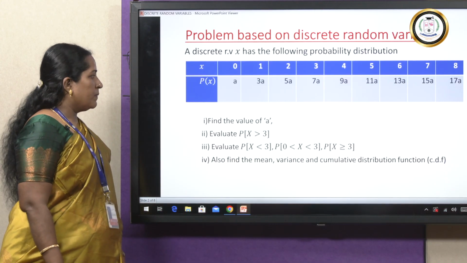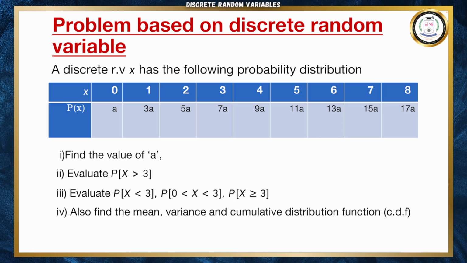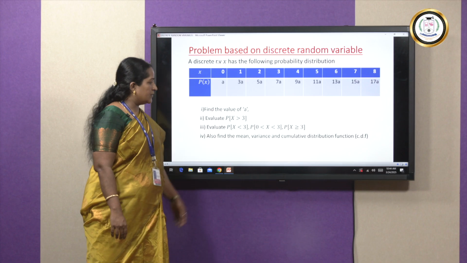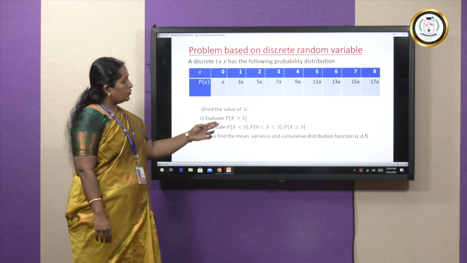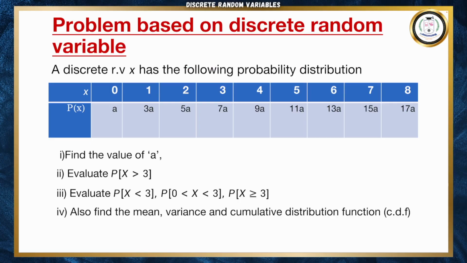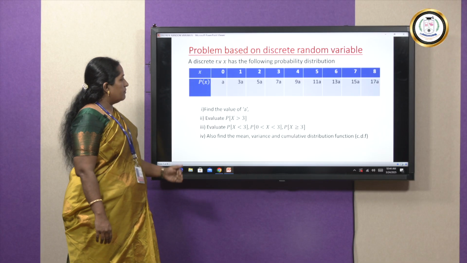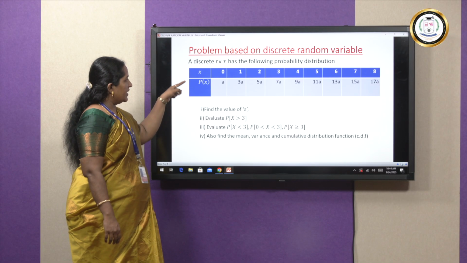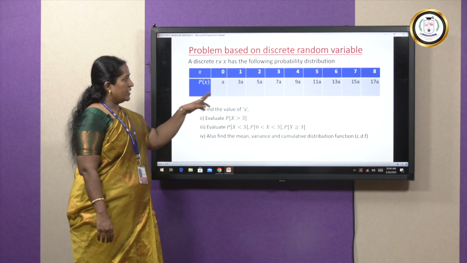Number 1, find the value of a, evaluate the probability of x greater than 3, and evaluate the probability of x less than 3, the probability of 0 to 3, the probability of x greater than or equal to 3, and also find the mean, variance and cumulative distribution function. So let us see one by one. These are the probabilities given. The random variable x takes these values, and the probabilities are given in terms of a.